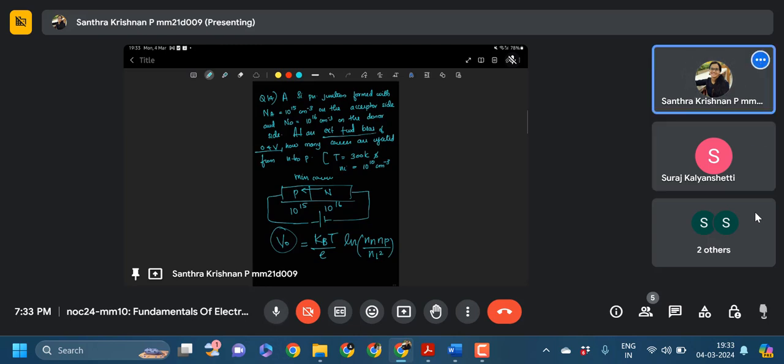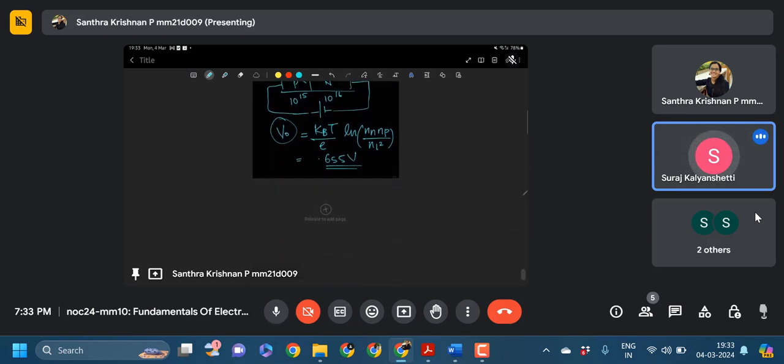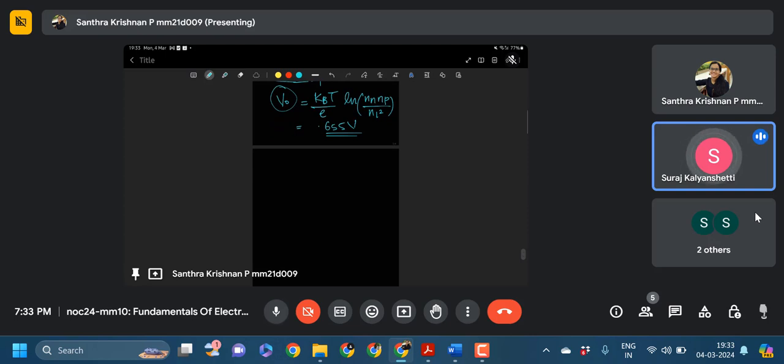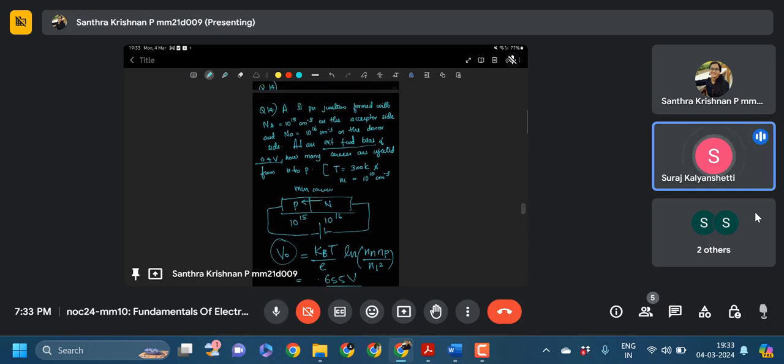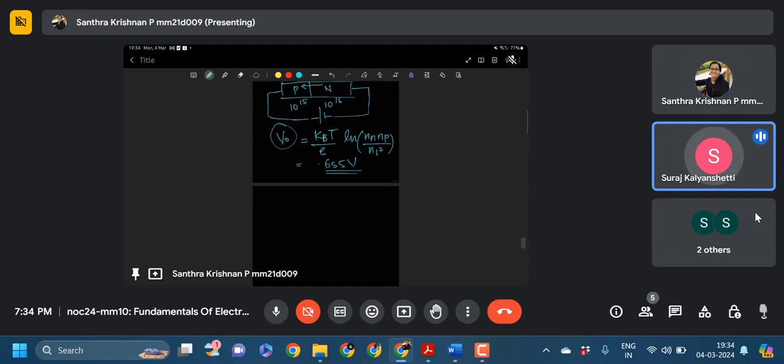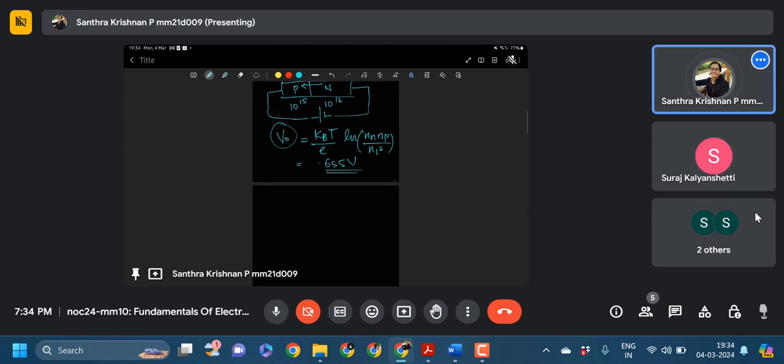Have you got the V0 value? Yes, 0.655. At an external forward bias of so and so, how many carriers are injected from N to P? To P. Yes, 10 power 16.